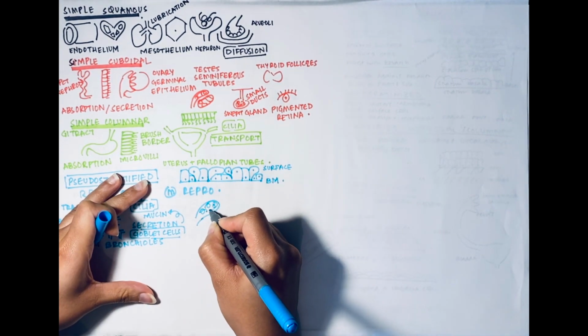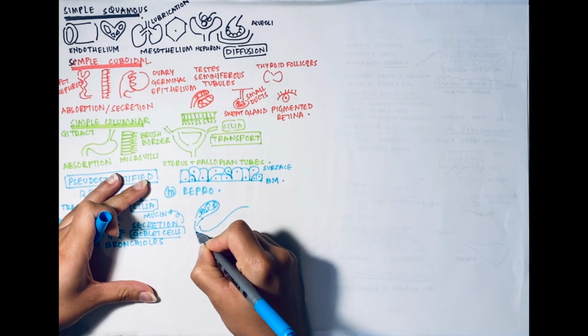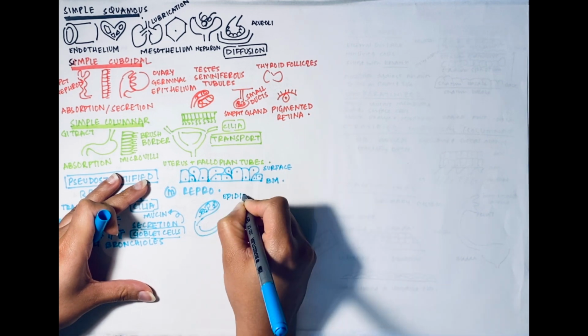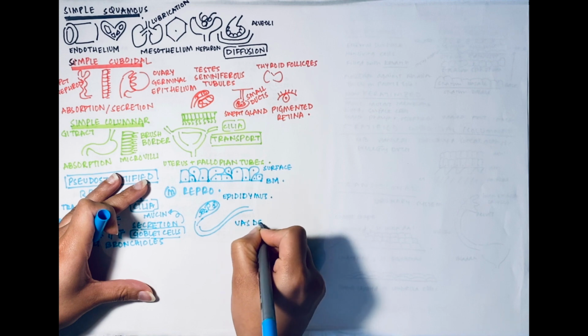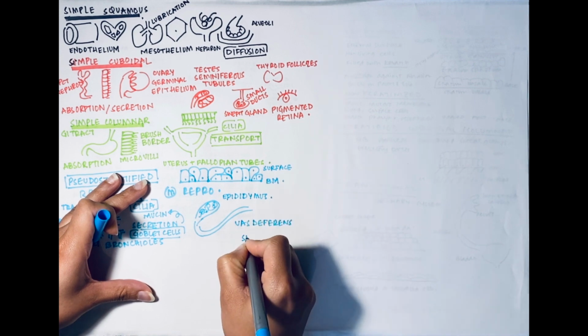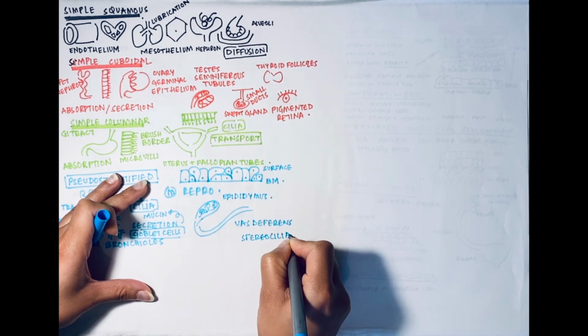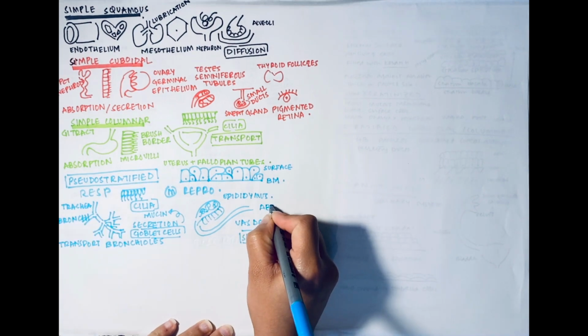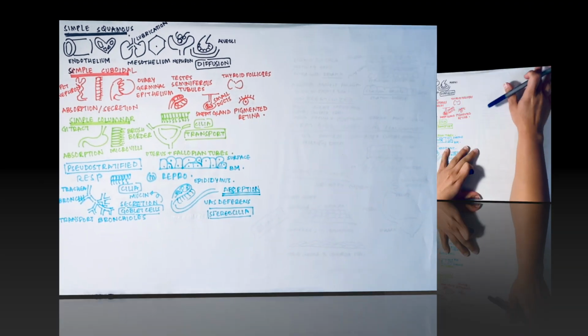In the male reproductive tract, pseudostratified epithelium lines the epididymis and the vas deferens. This is where they combine with stereocilia to absorb dead sperm as well as excess fluid.